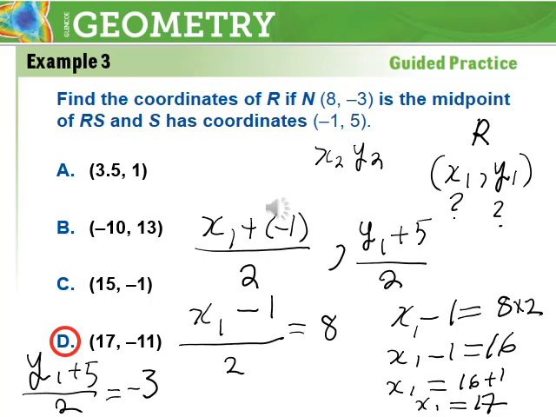Then solving for y, we need to find y1. Solve this equation: y1 plus 5, which is the y coordinate of S, the y2, over 2 equals -3. -3 is the y coordinate of the midpoint. Then y1 plus 5 equals negative 3 times 2. So y1 plus 5 equals negative 6. So y1 equals negative 6 minus 5. So y1 equals negative 11. So the correct coordinates of the point are 17 and negative 11.